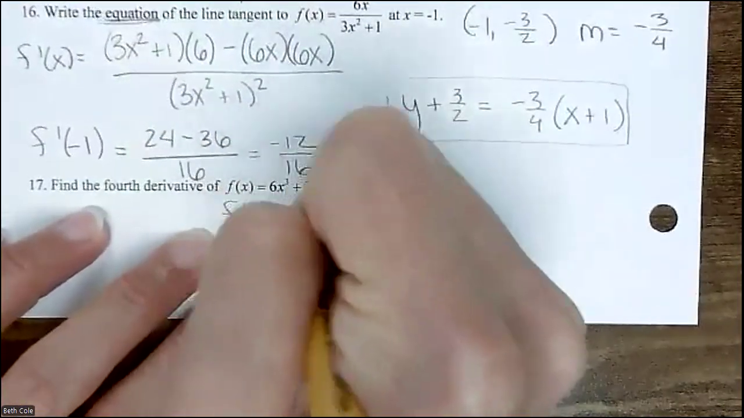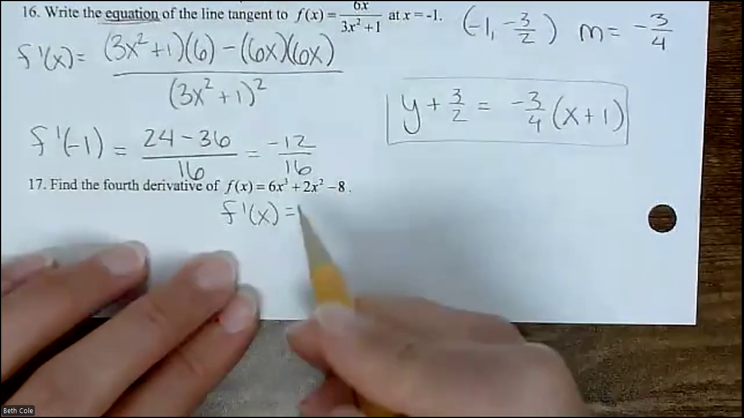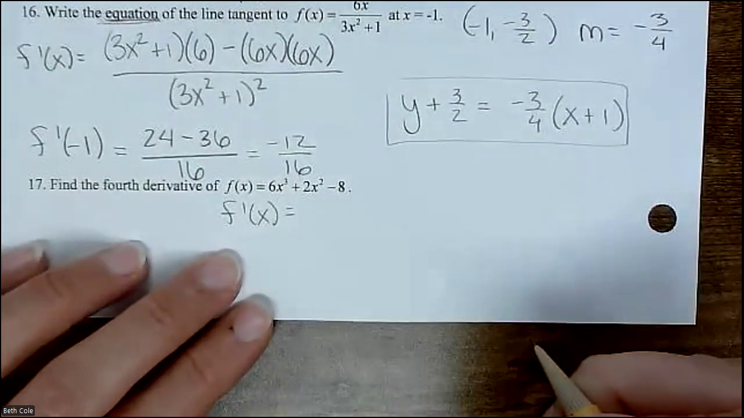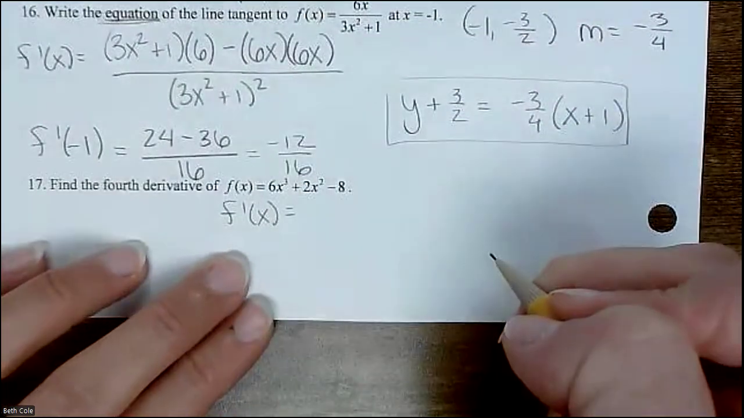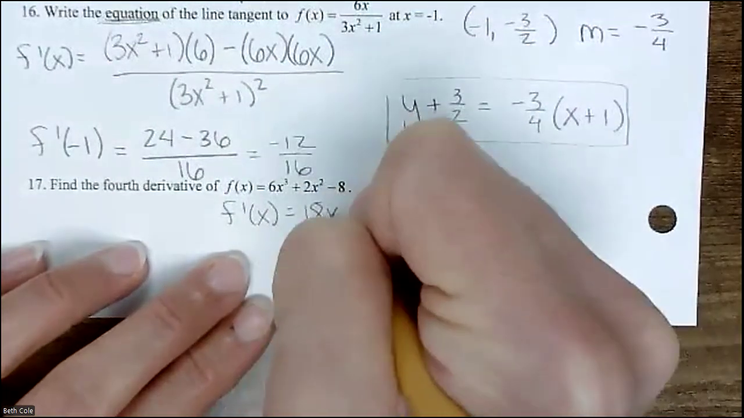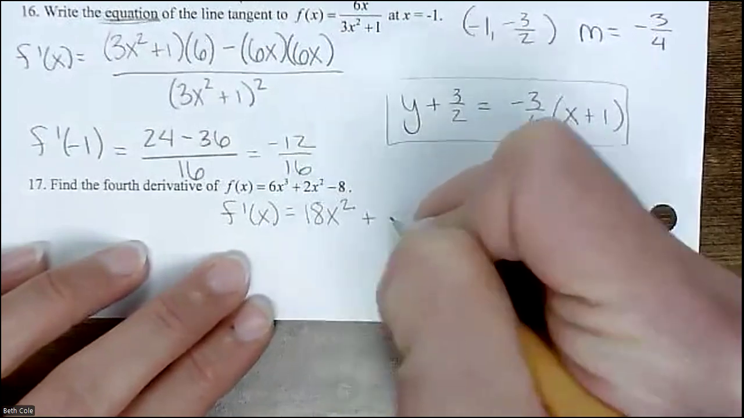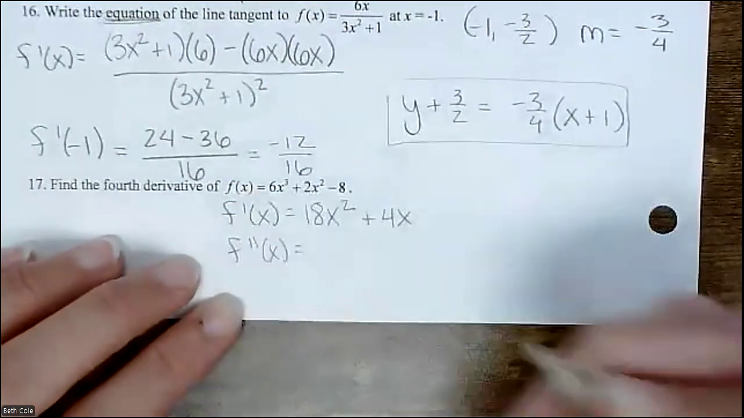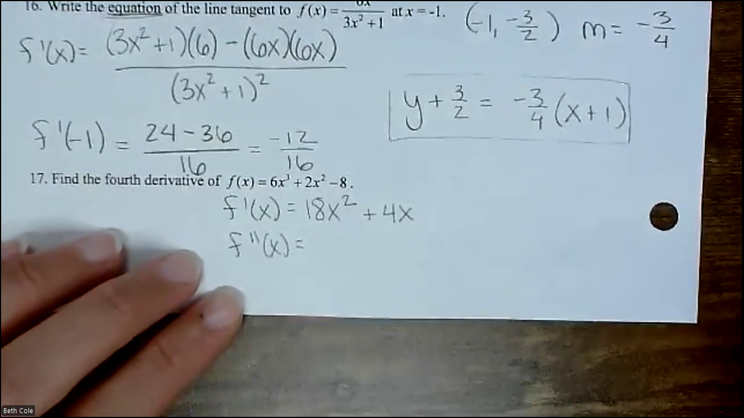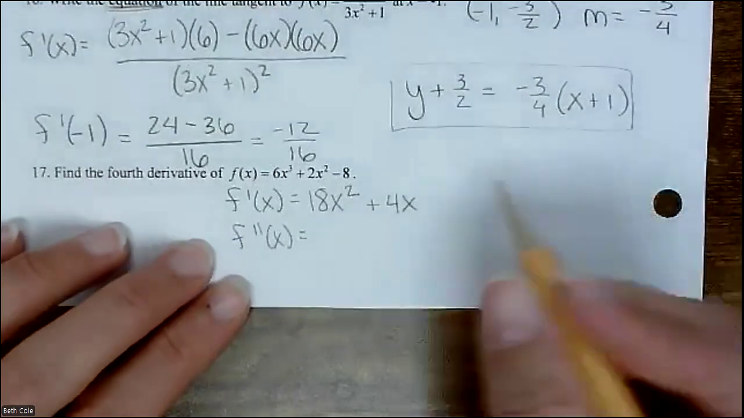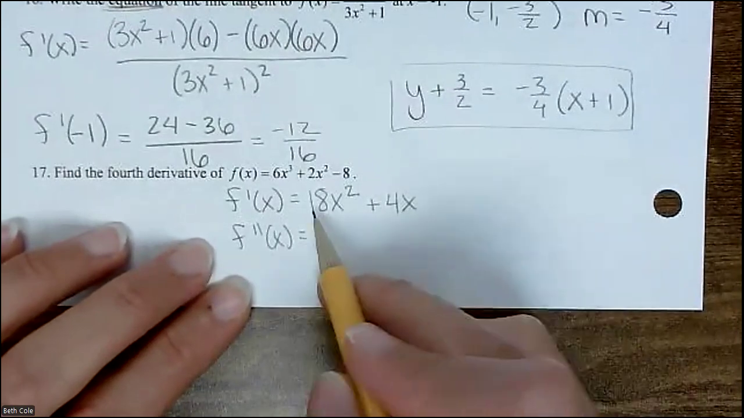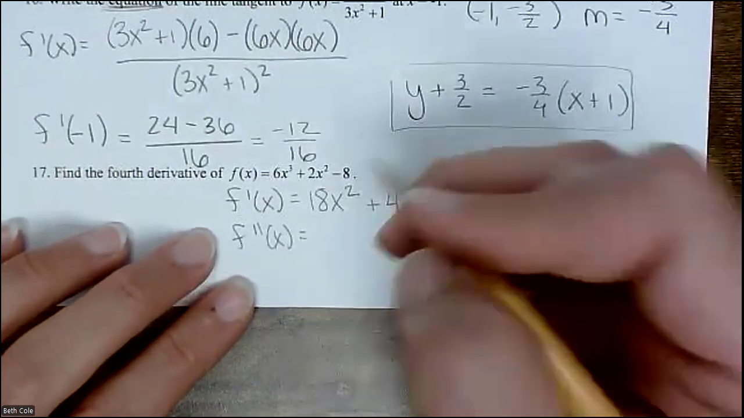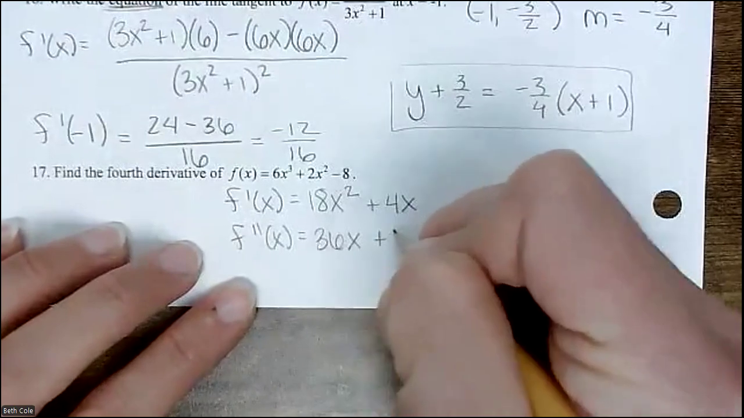All right. So let's find F prime. What would be the derivative of this? 18x squared, good, plus 4x, perfect. So now you're going to do second derivative, f with a double prime, f prime prime, and then you just do the derivative of the derivative. So what's the derivative of this thing? Yeah, 36x plus 4, good.